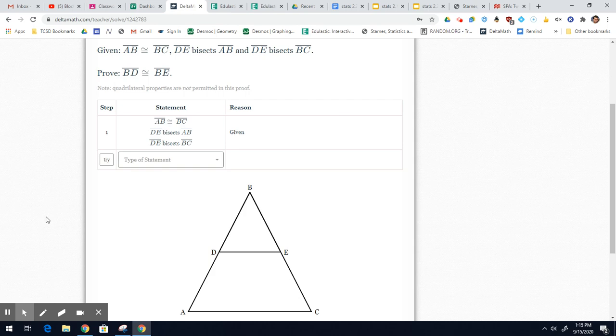Okay, so let's talk about what we got going on here. First of all, we know that these big long segments are congruent. So segment AB is congruent to BC. We want to prove that these two segments, BD and BE, are congruent. So somehow we have to get rid of AD and EC.